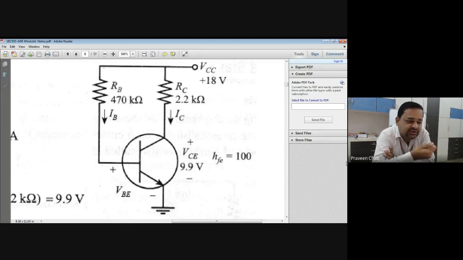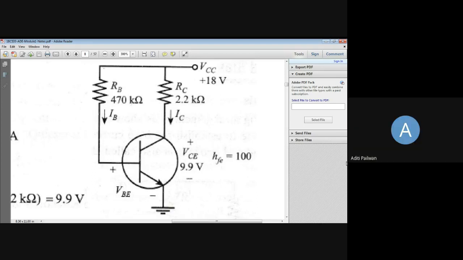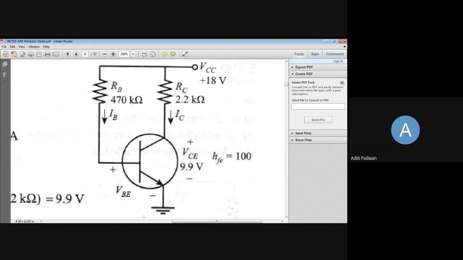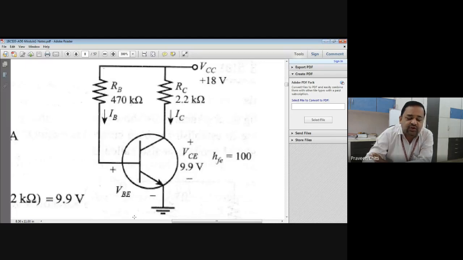IB into RB is equal to VCC minus VBE. Therefore, what is IB? You told VCC equal to IB into RB plus VBE. That is 100% correct. So you have three terms there. So shift that VBE to the other side. When you shift that VBE to the other side, what does it become? VCC minus VBE equal to IB into RB.